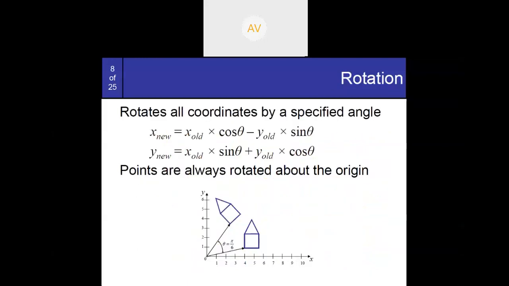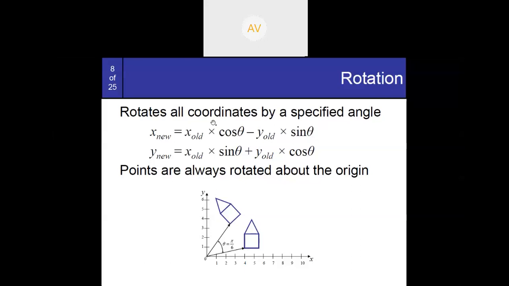Okay. Then rotation. Rotation transformation. What happens? You have to rotate all the coordinates by a specified angle. So here, see, the object has been rotated from this position to this position by an angle of pi by 6, which means 30 degrees. We have rotated this object by 30 degrees. So here the value of theta will be 30.